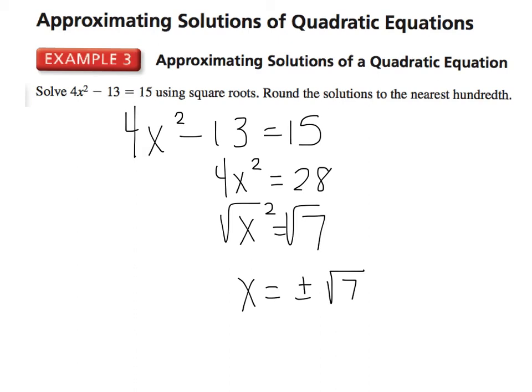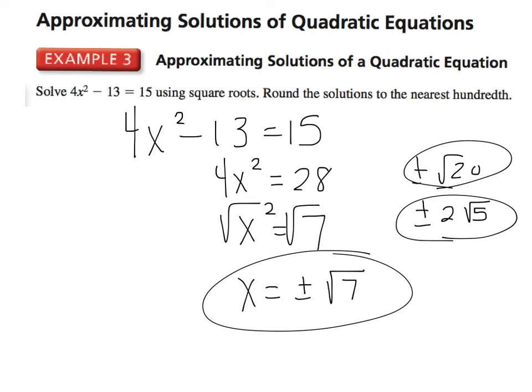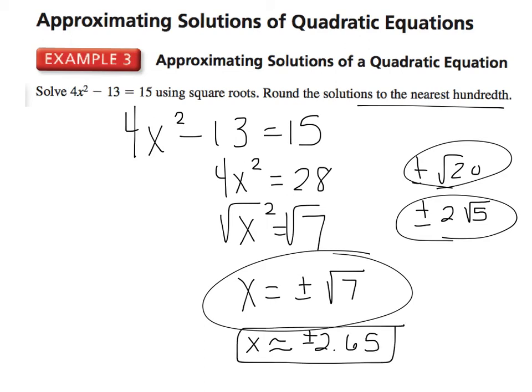If it said just solve it, you'd leave this as your answer. Now, if you got like plus or minus root 20, you'd have to simplify that into 2 root 5. But since it says round your answer to the nearest tenth, I want to figure out, well, plus or minus what? Well, I'm going to get x is approximately negative and positive 2.65 if you round it to the nearest hundredth.